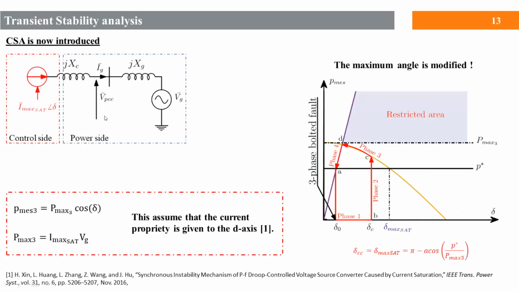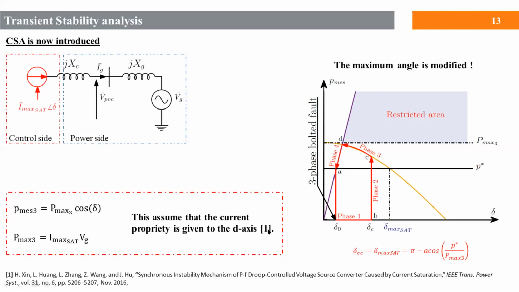Doing the same thing with the CSI, the overall system can be illustrated by the following scheme, and the active power exchange can be determined by Pmeasurement 3 in this case. In fact, in this equation, it's assumed that the current priority is given to the d-axis. I took this example from the literature, and all the results that I present here are based on this assumption.